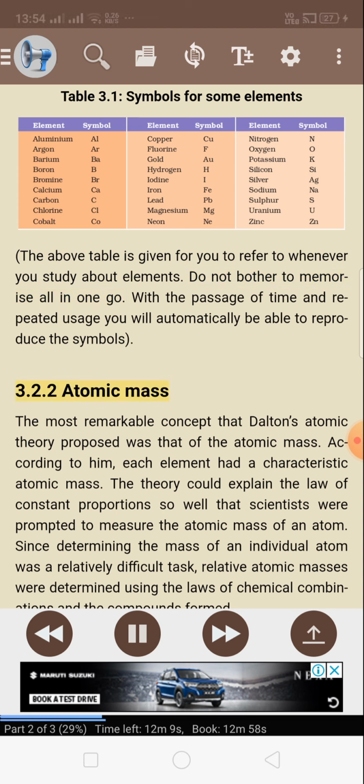3.2.2 Atomic mass. The most remarkable concept that Dalton's atomic theory proposed was that of the atomic mass. According to him, each element had a characteristic atomic mass. The theory could explain the law of constant proportions so well that scientists were prompted to measure the atomic mass of an atom.